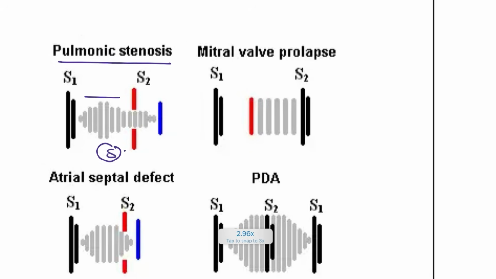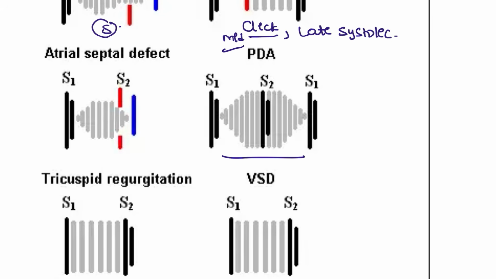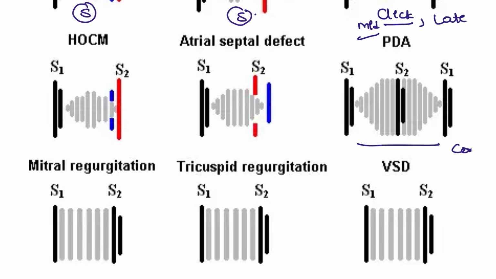And mitral valve prolapse. In mitral valve prolapse, you are going to have a mid-systolic click. This is the click that you are going to hear, and after the click, you are going to have the late systolic murmur. And patent ductus arteriosus is going to show the continuous murmur. And in atrial septal defect, there is a split S2 with a systolic murmur. And hypertrophic cardiomyopathy is also going to show a systolic murmur.